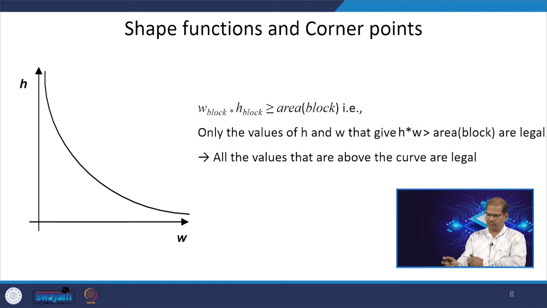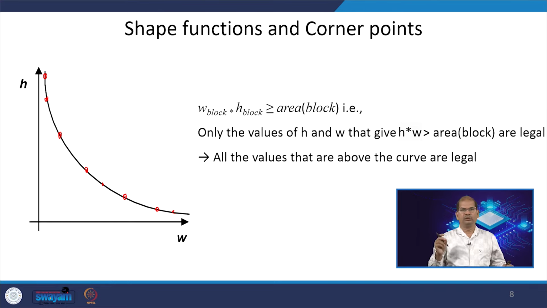Now, what are the points there? These are the points of my boundary. All the points on this line satisfy my area constraint, area equal to W block into H block.